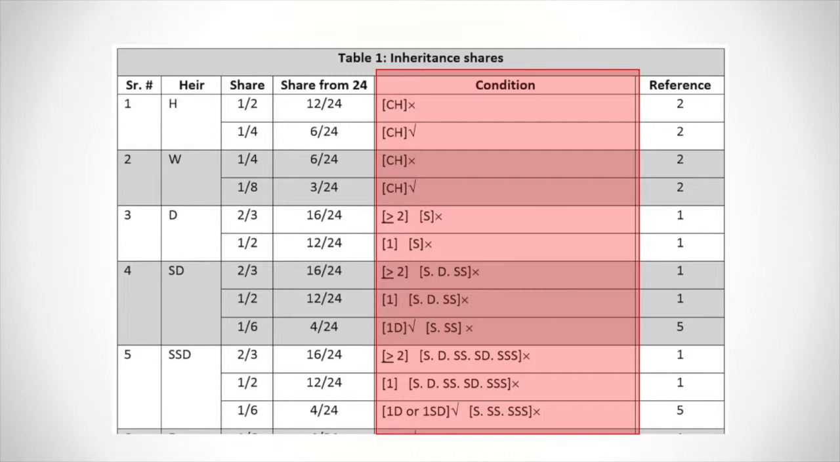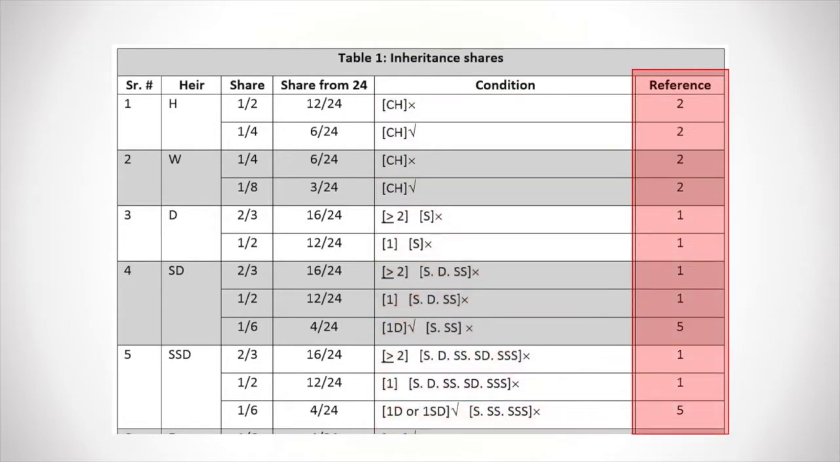For example, the first condition for the husband is if children are not present. CH stands for children, and again refer to the definition of awlad and children. If that definition or condition is not met, then the husband gets 1/2 or 12 over 24. But in the next line, if the children are present or any of the awlad is present to qualify for children, then the share of the husband will be 1/4 or 6 over 24.